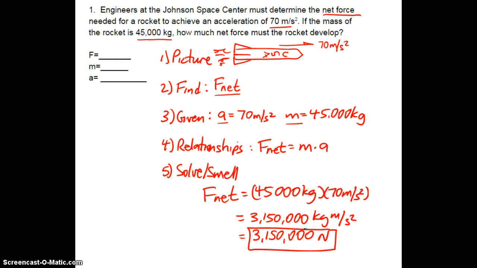Is this reasonable? Well, I took a quick look on the internet, and the Saturn V rocket, which was used to launch the first men to the moon, developed about 35 million newtons of thrust, and we're looking for an engine that is about 1/10 that. So, yep, that checks out.